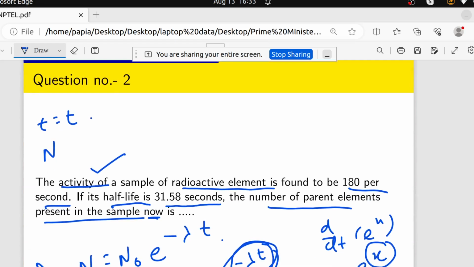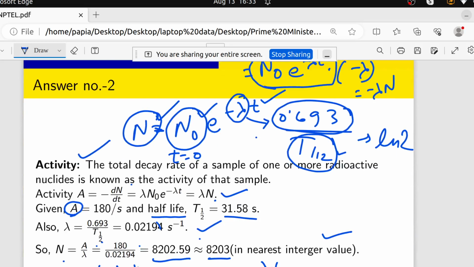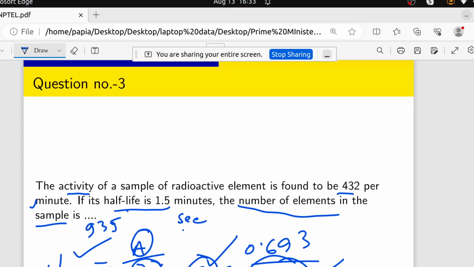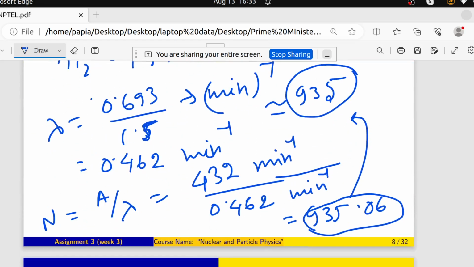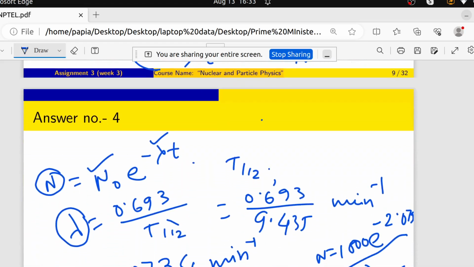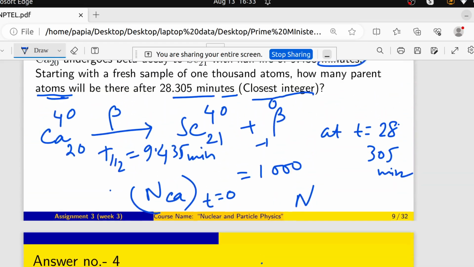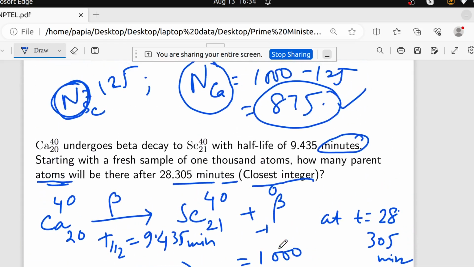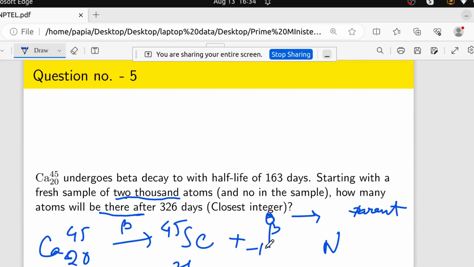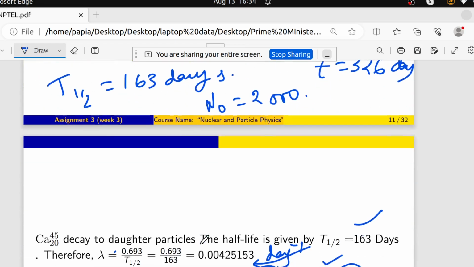Okay, now in the second question we have the number of parent elements, then activity. These are very similar ones. Now coming to the next one, the beta decay. How many parent atoms will be there? 875 was there. And then how many atoms will be there after 326 days? Again the same question.